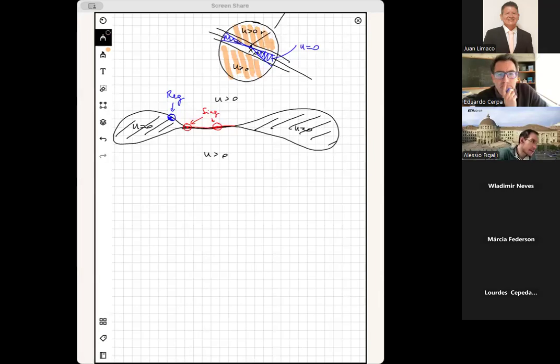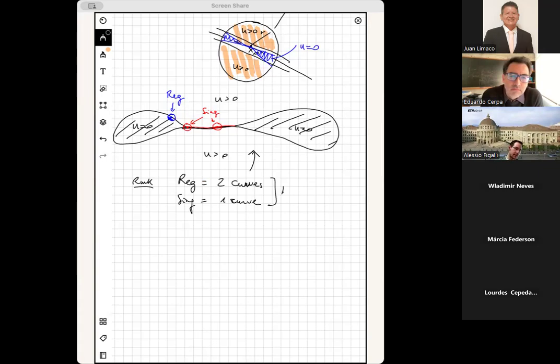So this is the situation. And now if you look at this example, you can notice two things. The regular set is made of two curves here, the curve on the left and the curve on the right. And then the singular set, in this example, is made of one curve, which is the curve connecting in between. So these sets have the same size.